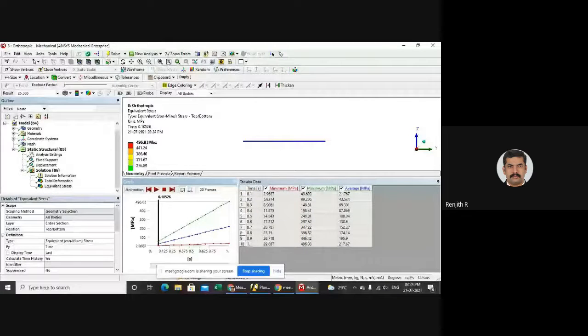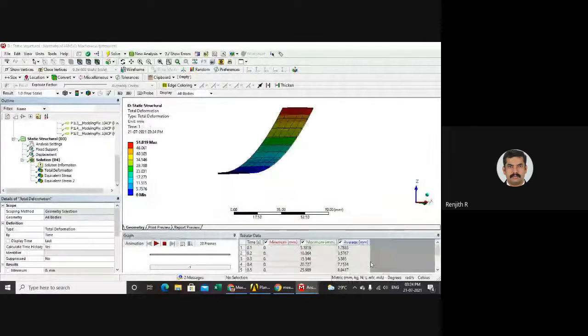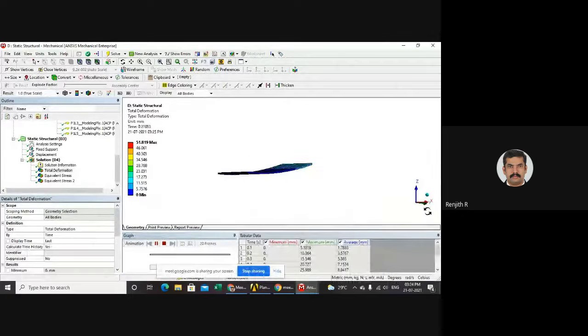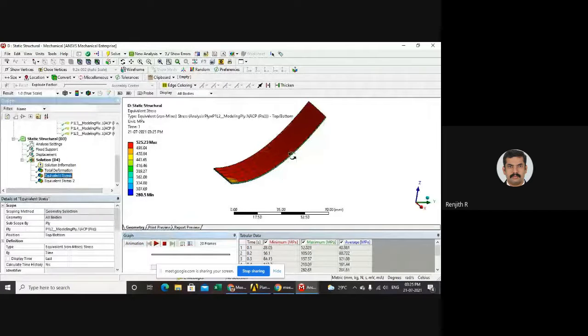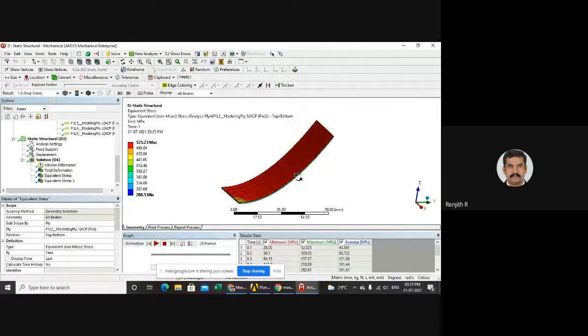But if you use ACP, you can see the animation. It's more realistic, because if you use composite, there will be some kind of draping, some kind of stress distribution between the laminas. So that will happen here. And the equivalent stress distribution is different, because it will be different for different plies.